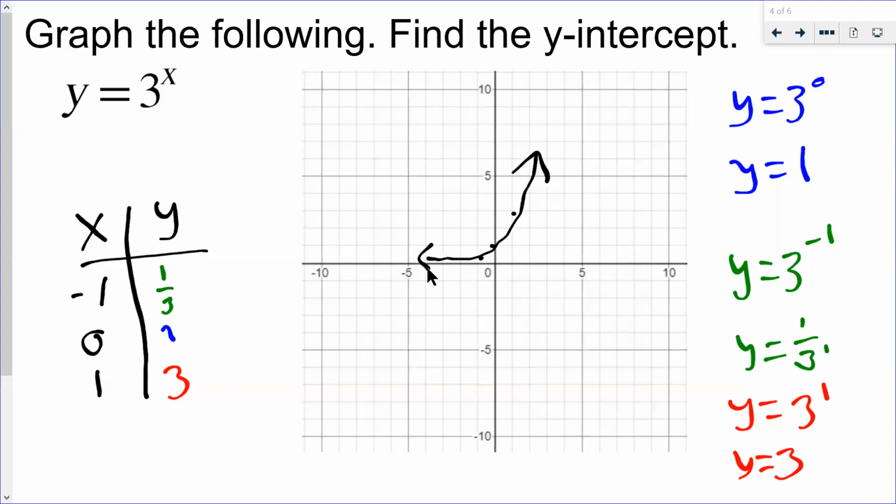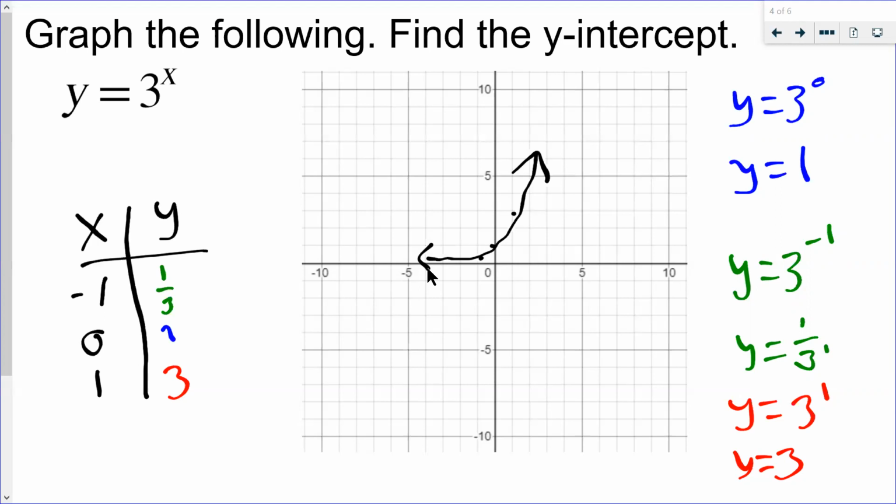Hopefully, again, you guys can do a little bit better jobs of connecting your points. I'm kind of using a fat finger to connect points here while recording. So this is y equals 3 to the x. So when we graph right now, we're going to graph using an xy table. We're going to substitute values in for x. We need to know our exponential rules to solve them.